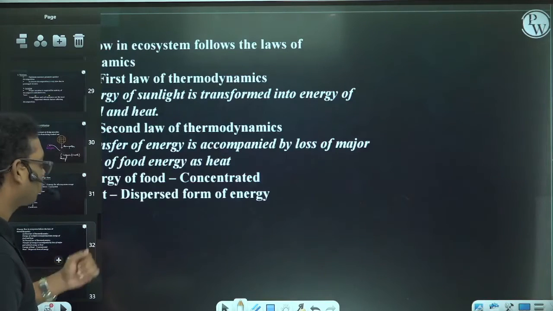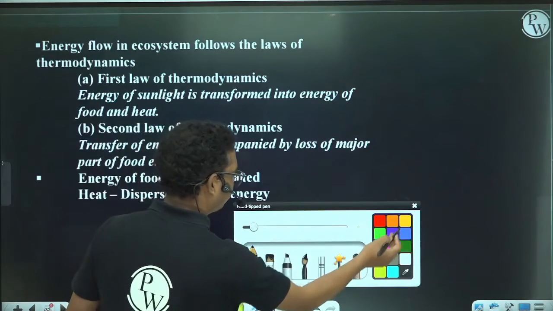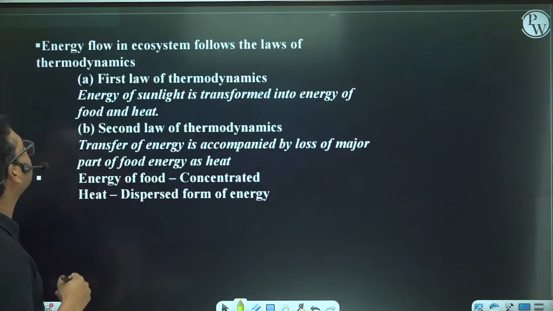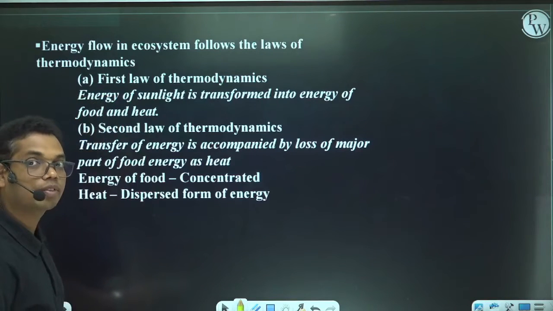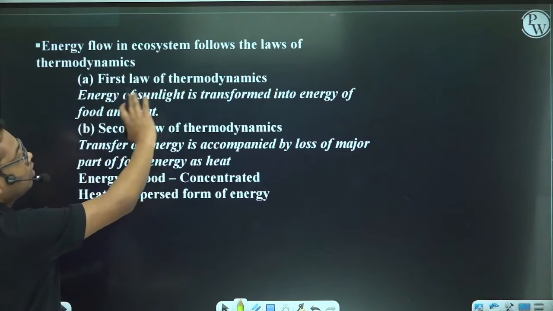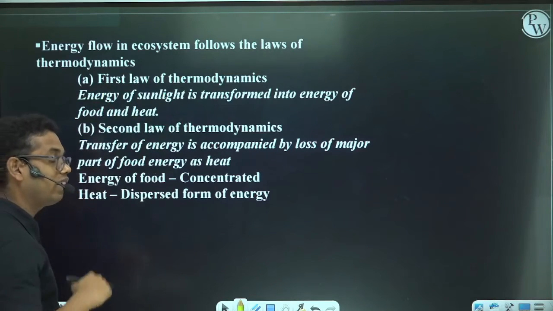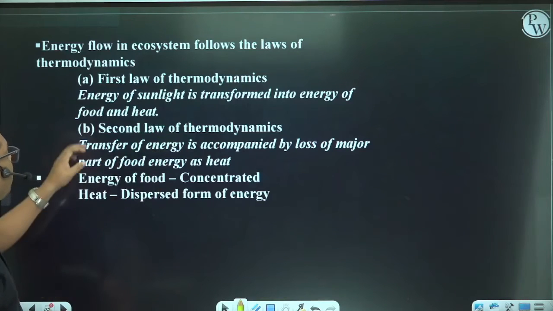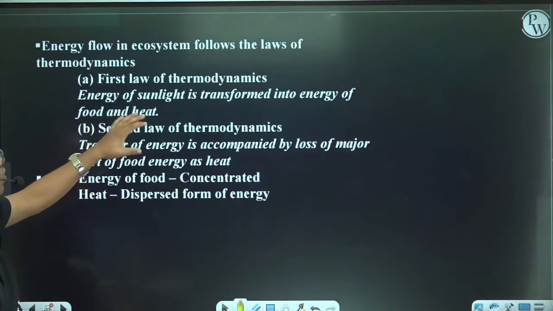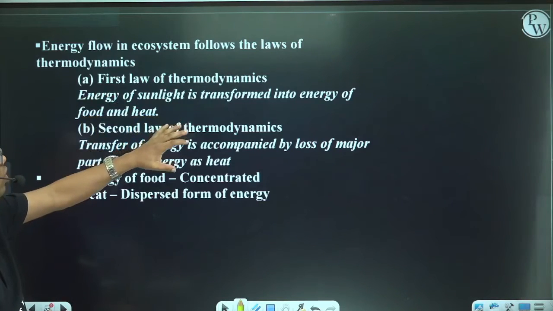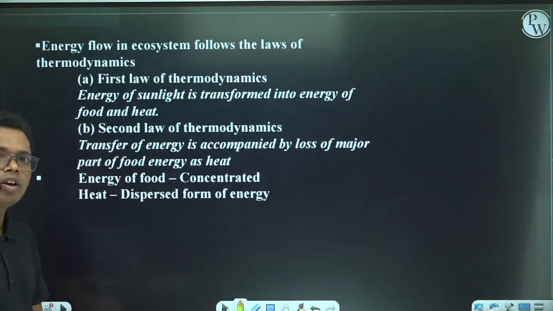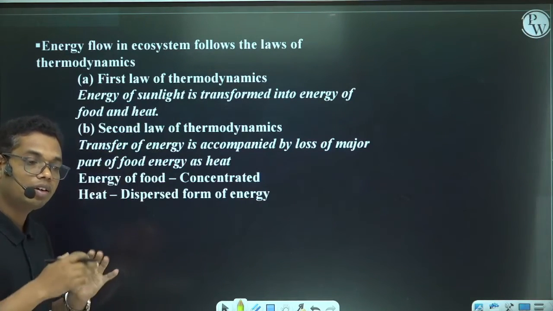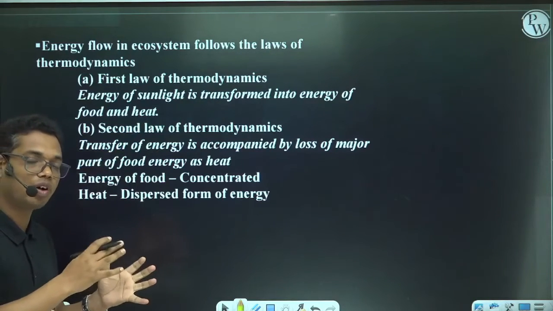Now when the energy flows across the different trophic levels of an ecosystem, it follows two laws of thermodynamics. The flow of energy in the ecosystem across the various trophic levels follows the first law of thermodynamics and the second law of thermodynamics. The first law of thermodynamics says that energy of sunlight is transferred into energy of food and heat. We know the first law says that energy can neither be created nor be destroyed. It will be converted from one form to another form.